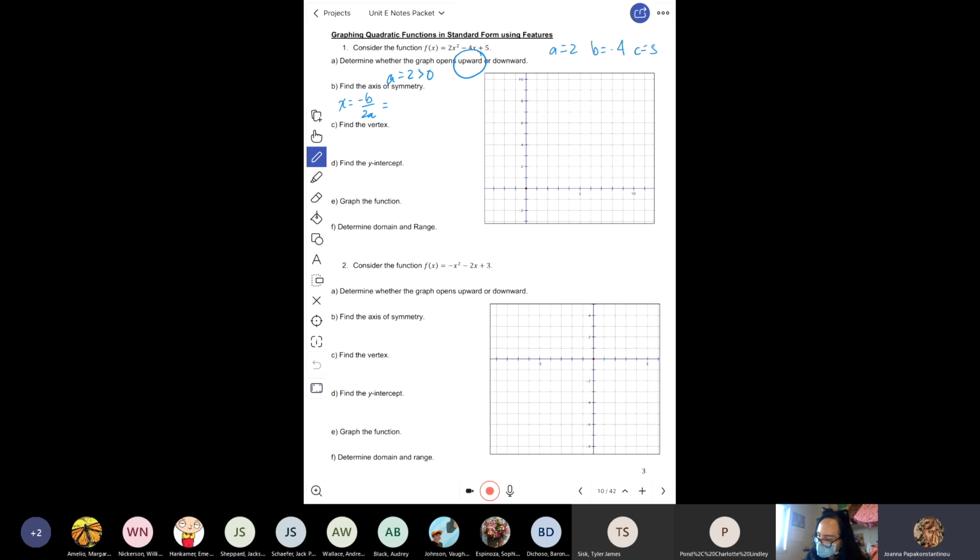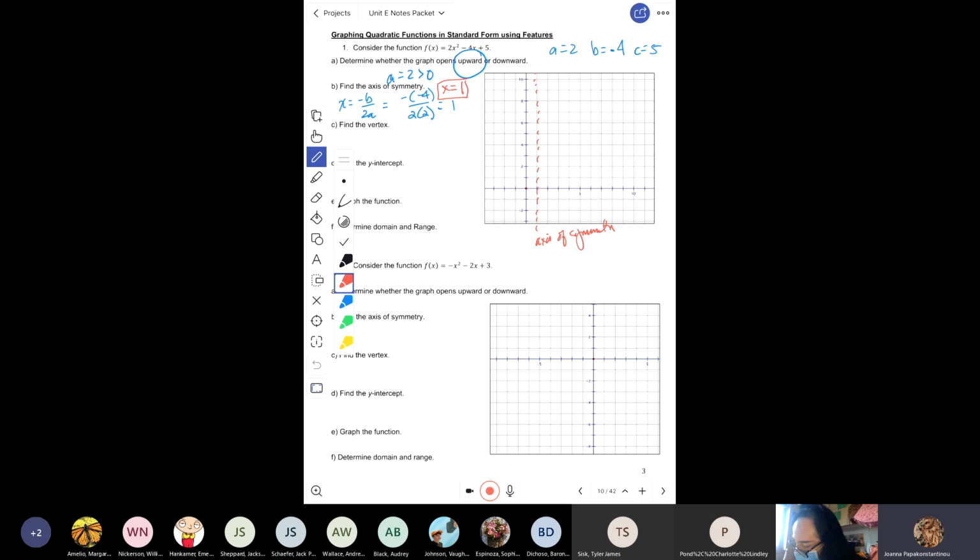So if I substitute in -b over 2 times a, what is the output? One. So I would write my axis of symmetry as x equals 1. You have to write it as a line. So I could graph that axis of symmetry. And I want to see it on the graph.